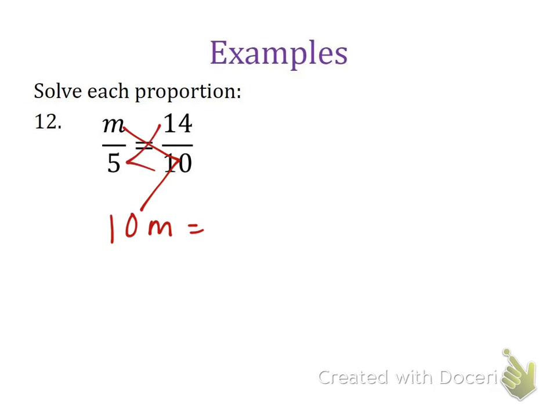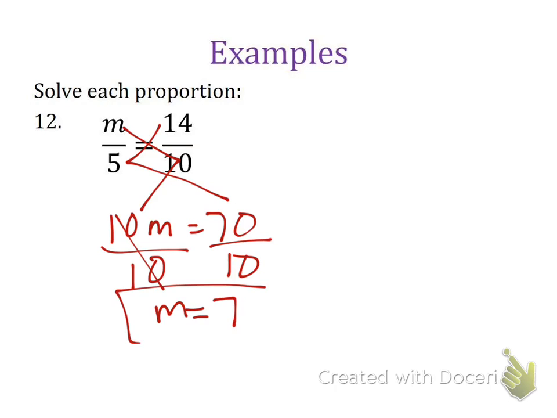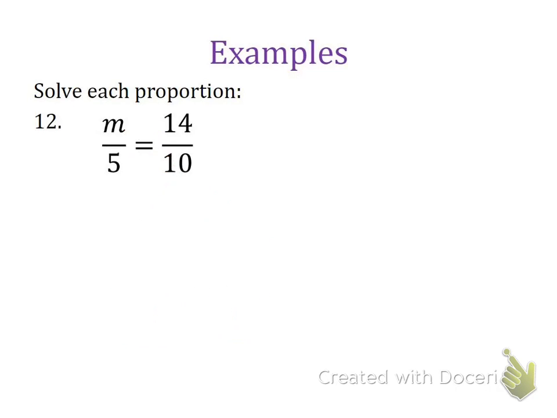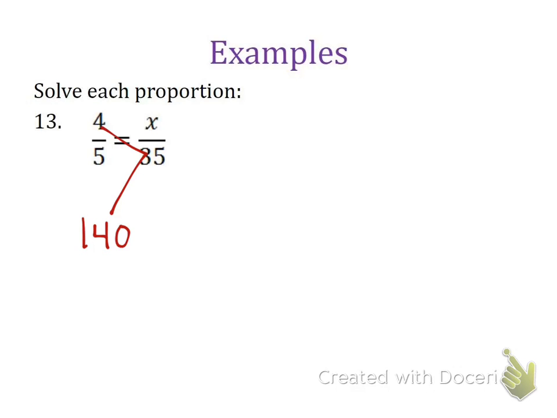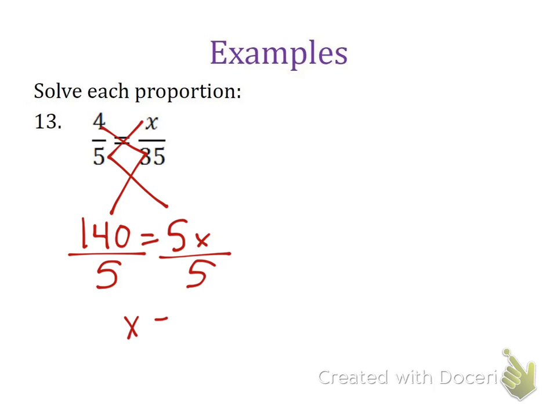M equals 70. Divide both sides by 10. M equals 7. Four times 35 equals 140, equals 5x. Divide both sides by 5. X equals 28.